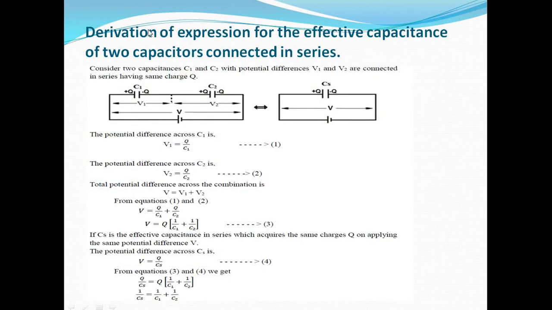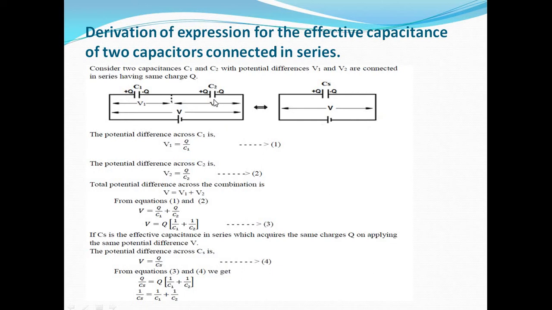Now we are going to derive the expression for effective capacitance of two capacitors connected in series. See, the figure represents the two capacitors C1 and C2 connected to a battery, means the potential difference is applied to the series combination. The second figure represents the equivalent circuit, means this is a single capacitor which produces the same effect as that of the combination. Instead of these two capacitors, this single capacitor can be used.